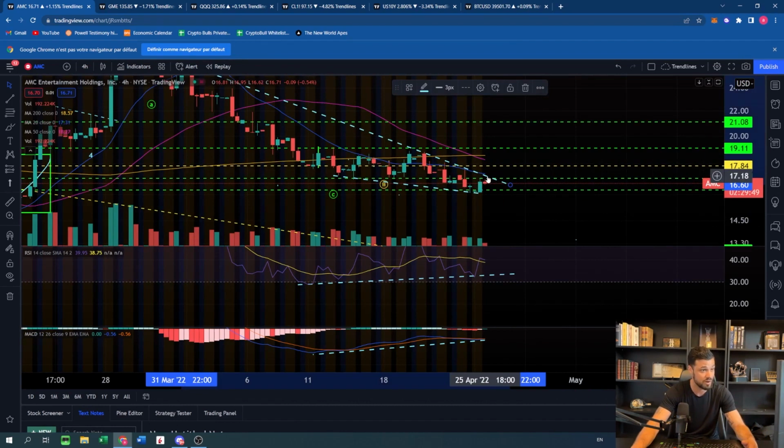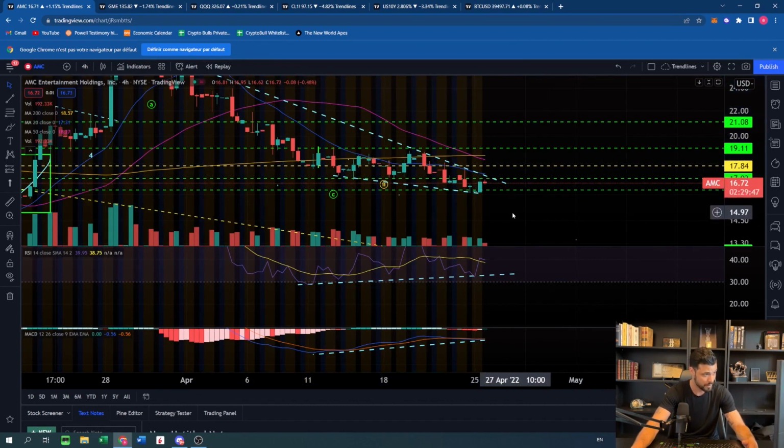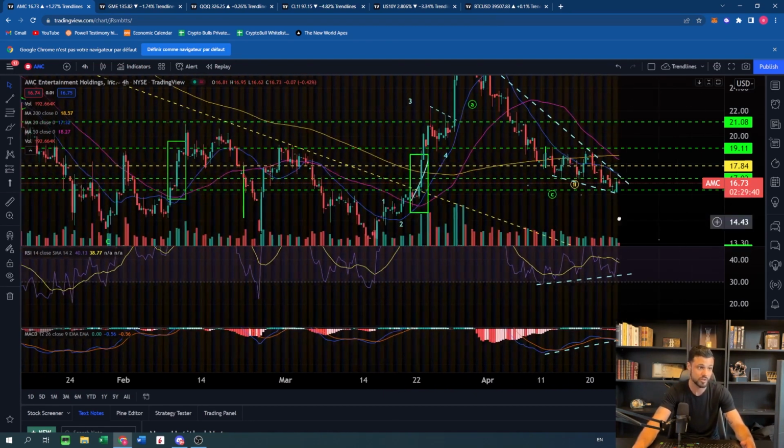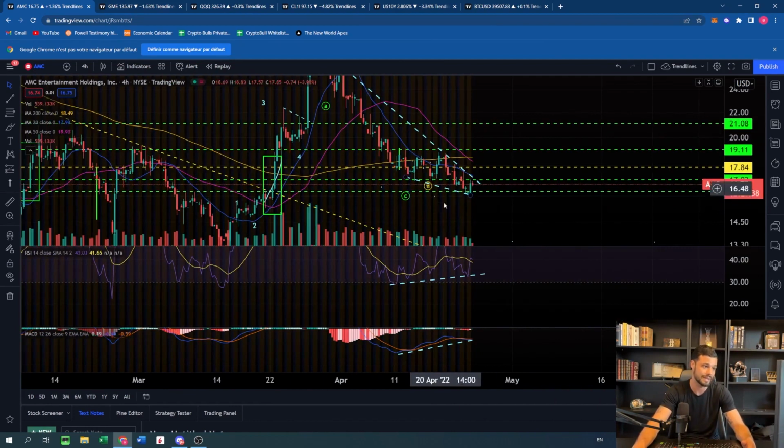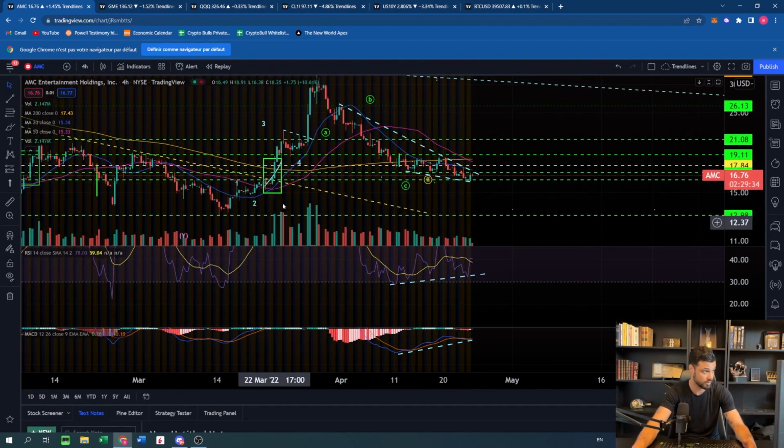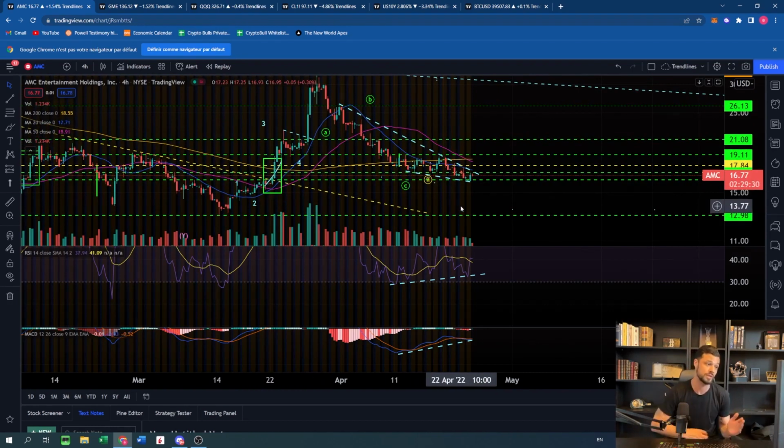So the level is roughly around 17.2. So let's see if we're able to go through 17.2 with volume. This would be looking very good for a potential third wave that we would need to analyze whenever it's going to start. And once again, to analyze a third wave, we're going to pay attention a lot to the volume and the amplitude of the moves, the volatility.